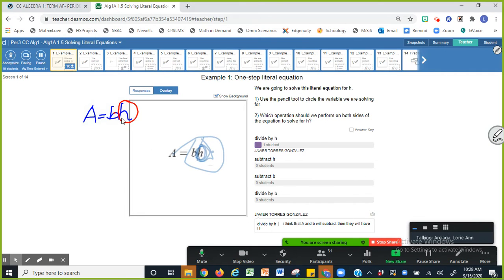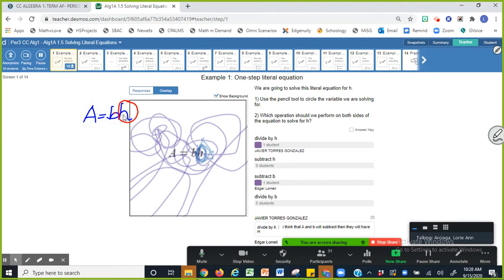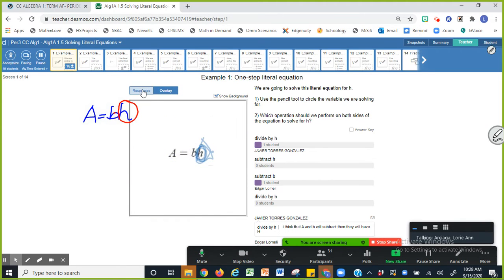Okay, so if you want to get the H by itself, we need to get rid of the B. And how are we going to get rid of the B? Well, first we ask ourselves, what was the operation used? Did they divide? Did they multiply? Because whatever operation was used, you have to undo that.